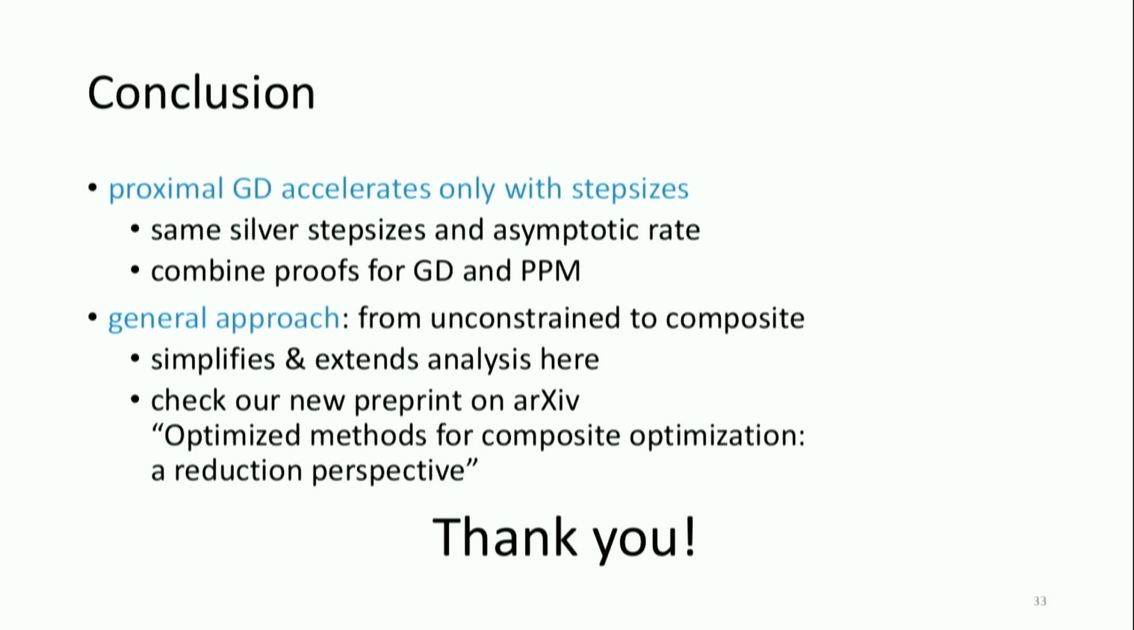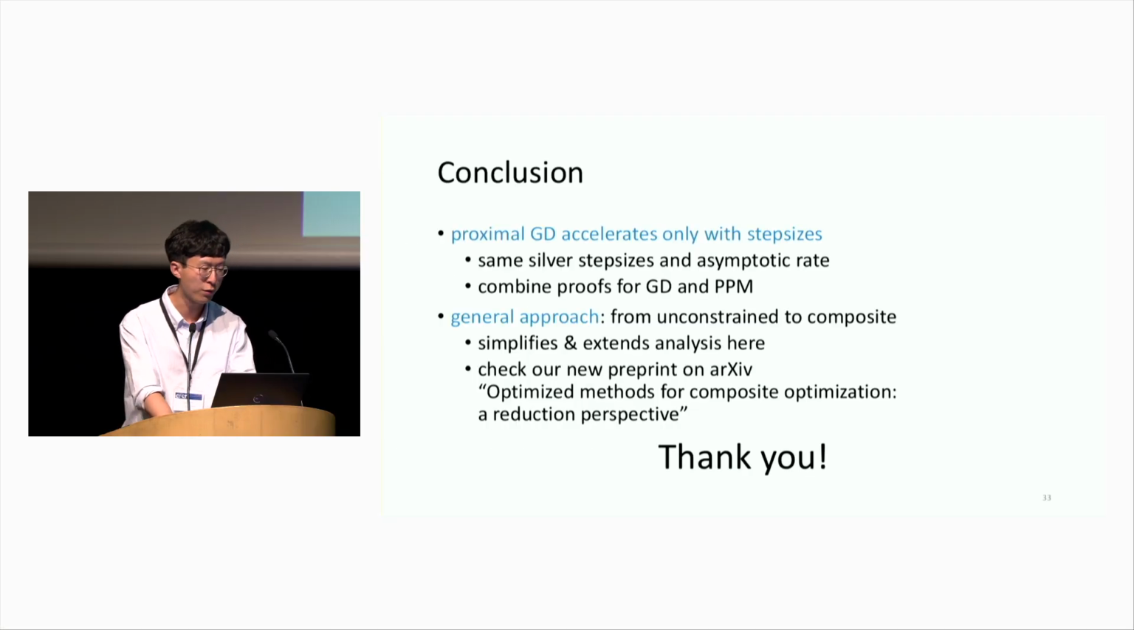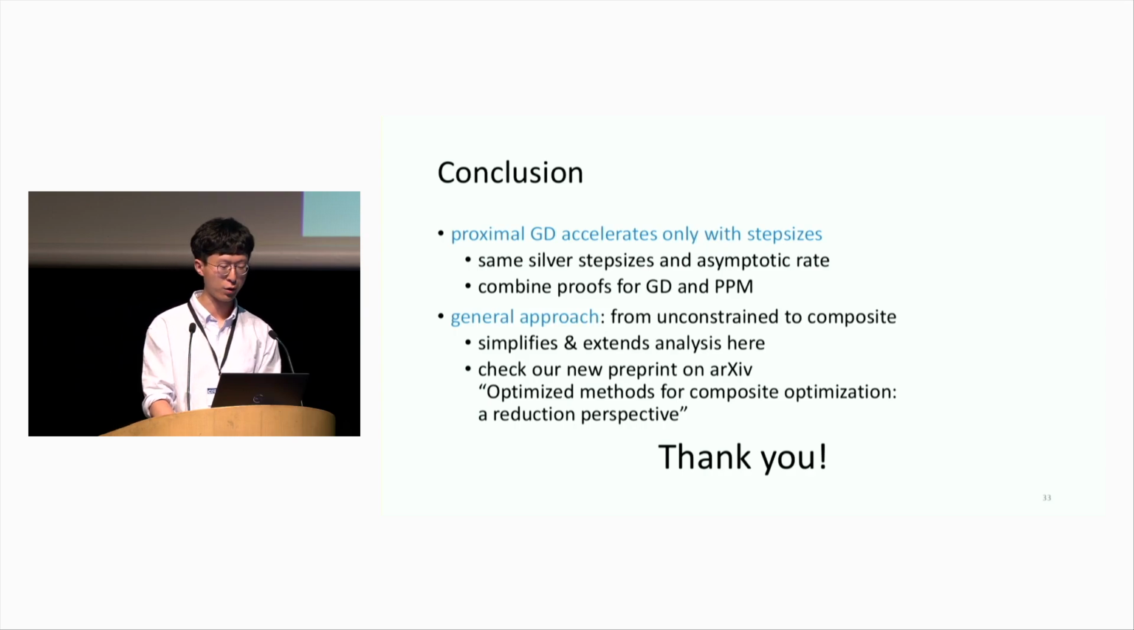As a summary, we show that proximal GD accelerates with silver step size with the same asymptotic rate. I would also like to mention that what we did at a higher level is that we have some algorithm for the unconstrained setting, and we use that to design and analyze a new algorithm in the composite setting. We recently developed a general framework for doing this for certain first-order methods, which in particular simplifies and extends the analysis here. This just became available on arXiv, I think, yesterday, so you can check this preprint if you're interested. That will be the end of my talk, and thanks for your attention.